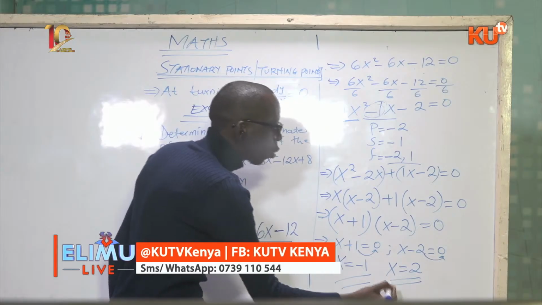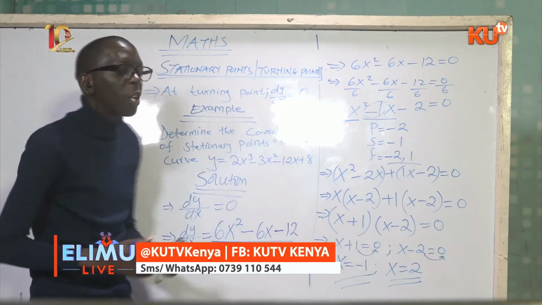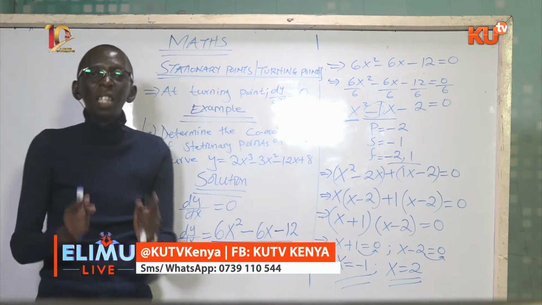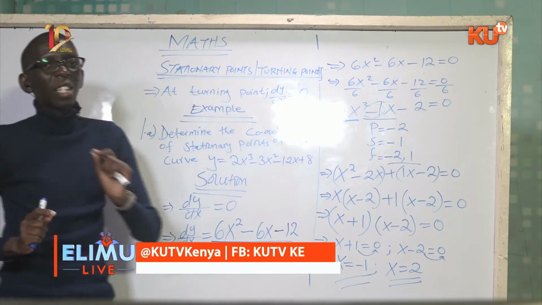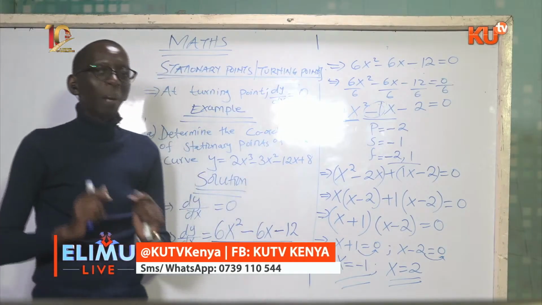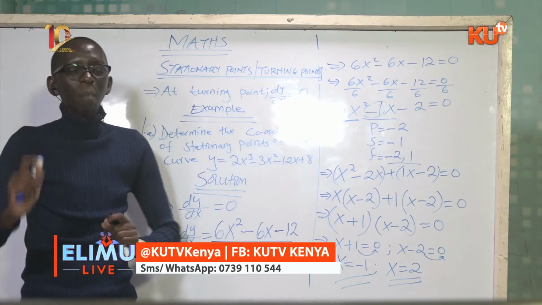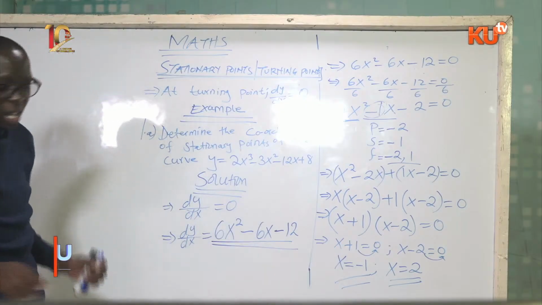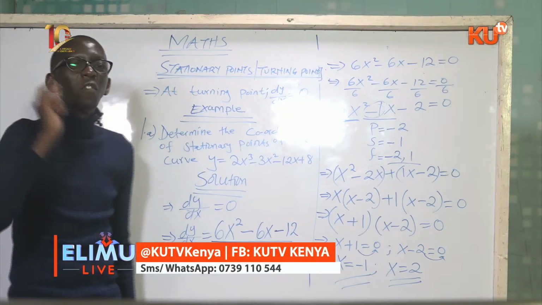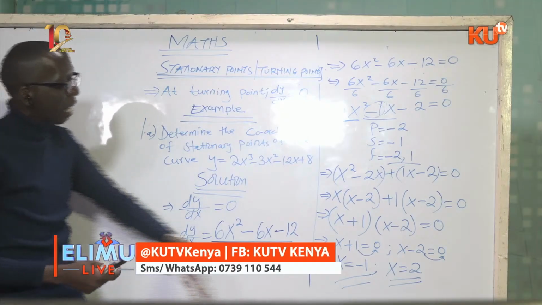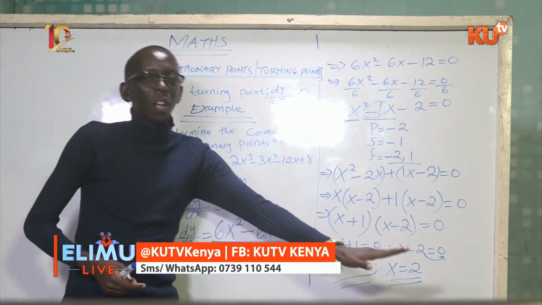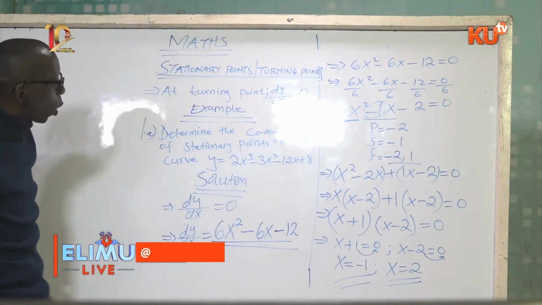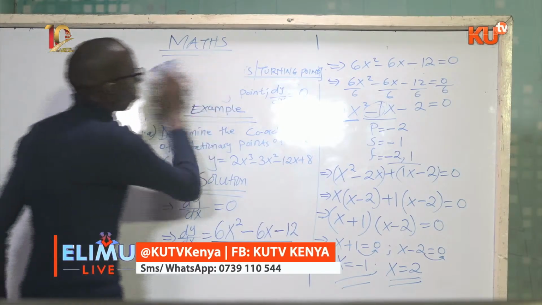So now we have two values of x, and that is the first step, getting the values of x at the stationary point. But my dear student, a point is made up of x and y. Therefore, we are going to get the values of y when x is negative 1 and when x is positive 2. So, we go to our equation.